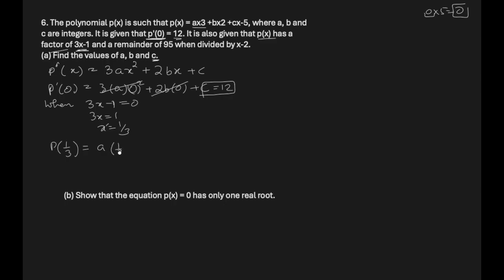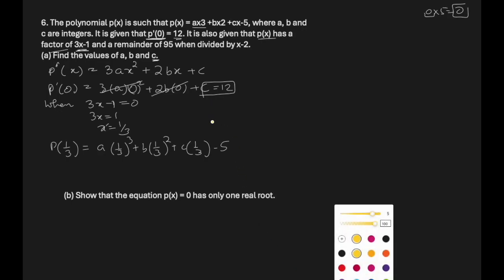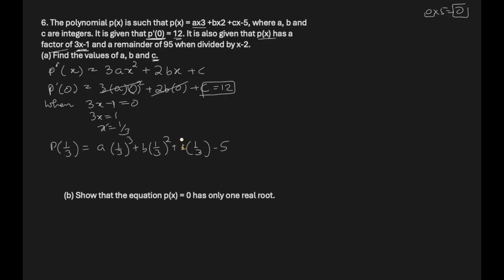And that's what I'm going to do. The ax cube, x is 1 over 3 in this case, cubed, plus b 1 over 3 squared, plus c 1 over 3 minus 5. And c, I can substitute by what I just got, 12. So what do I get here? This has to be 0, because it's a perfect factor of the polynomial. Okay.